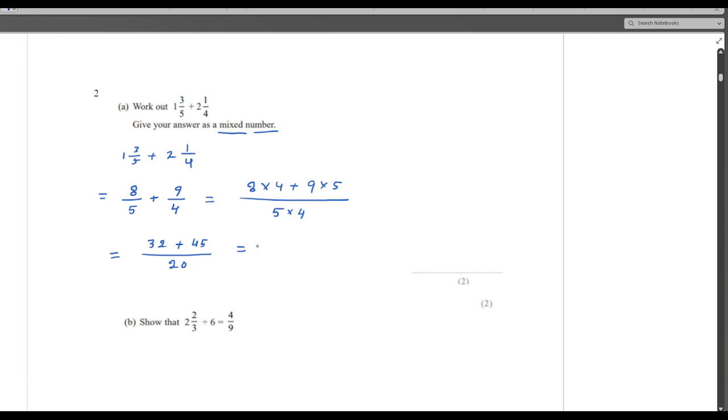So here it is 5 plus 2 is 7 and 4 plus 3 is 7. So 77 divided by 20. And in mixed fraction this can be written as 20 times 3 is 60, then 17 is remaining. So 3 17 by 20. So your answer is 3 17 by 20.